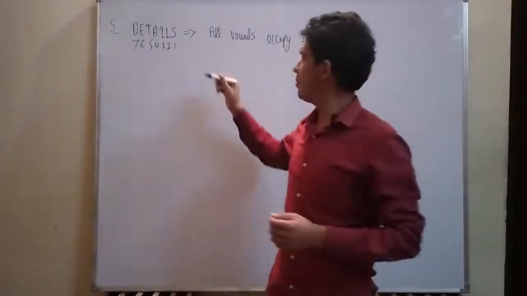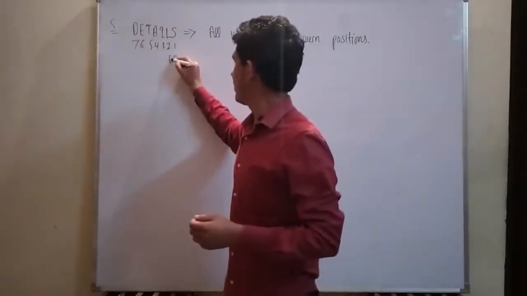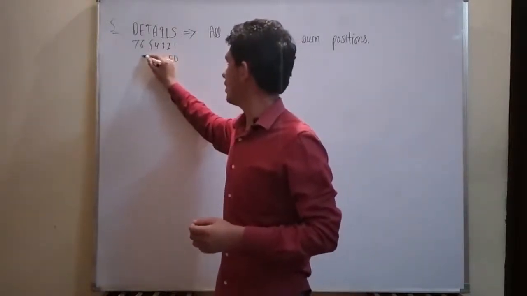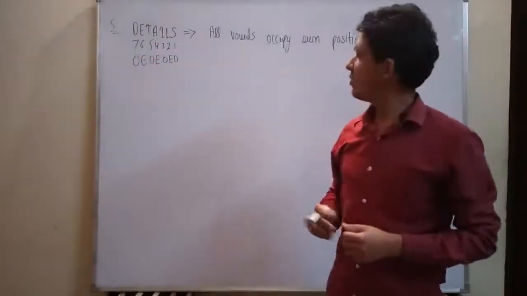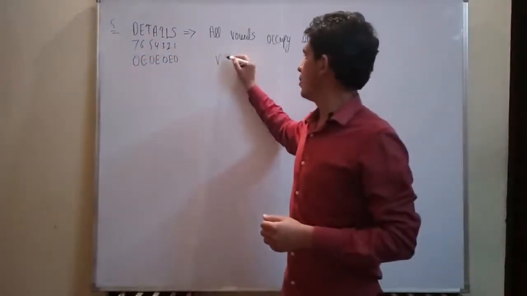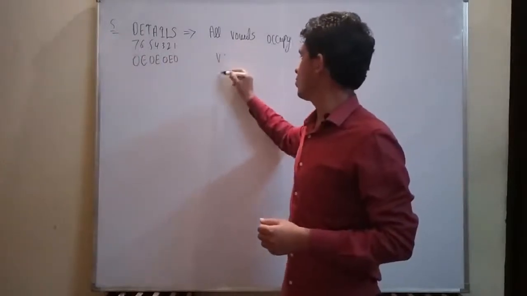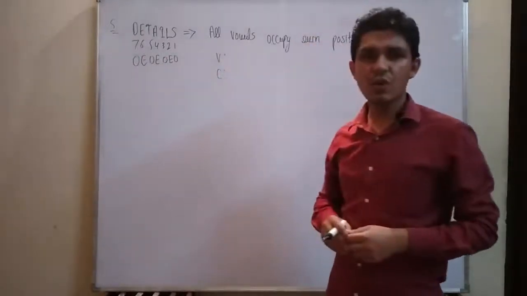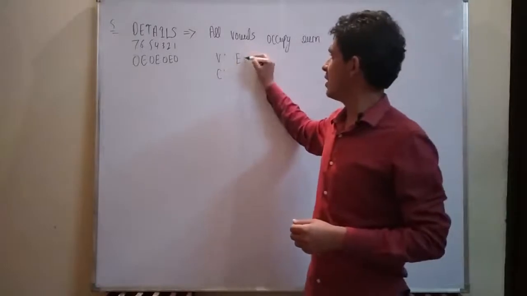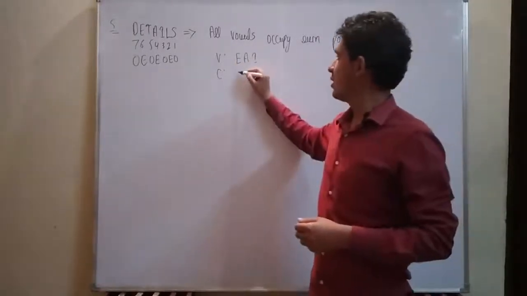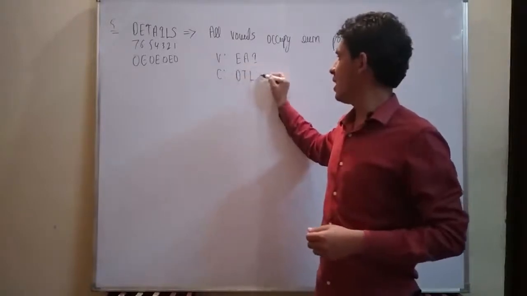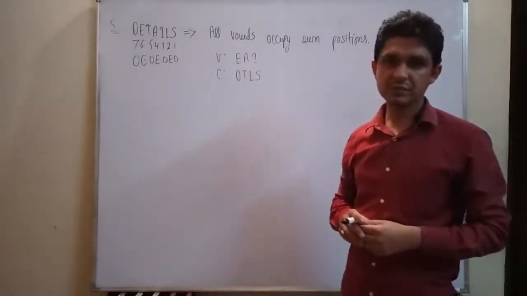The first position will always be odd, then even, odd, even, odd, even, and odd, right? And if we segregate the vowels and consonants, the vowels are E, A, I, and the consonants are D, T, L, S, that is 4, right?